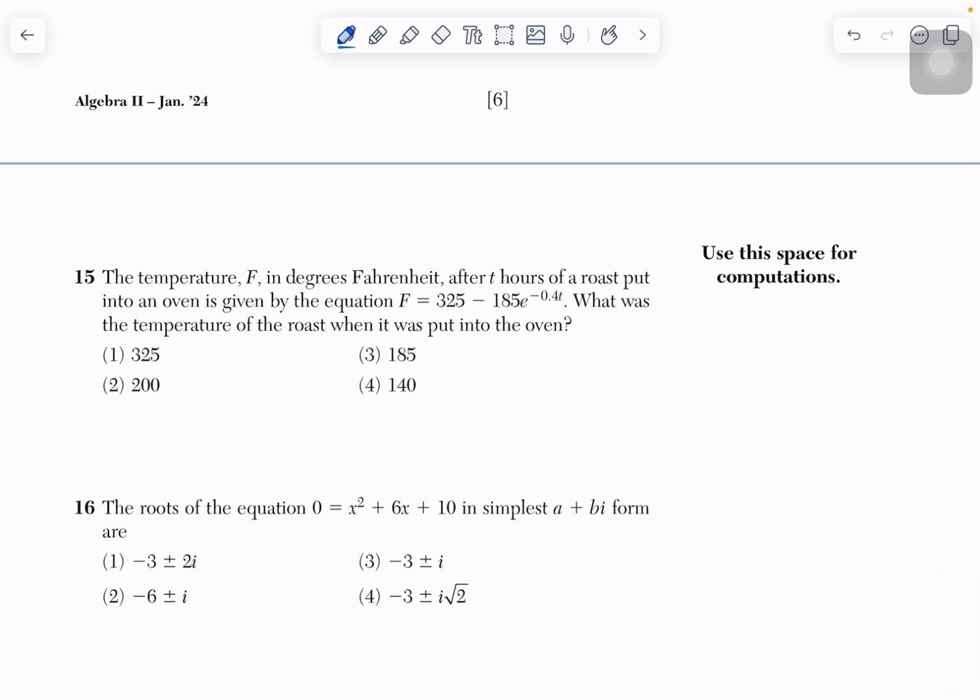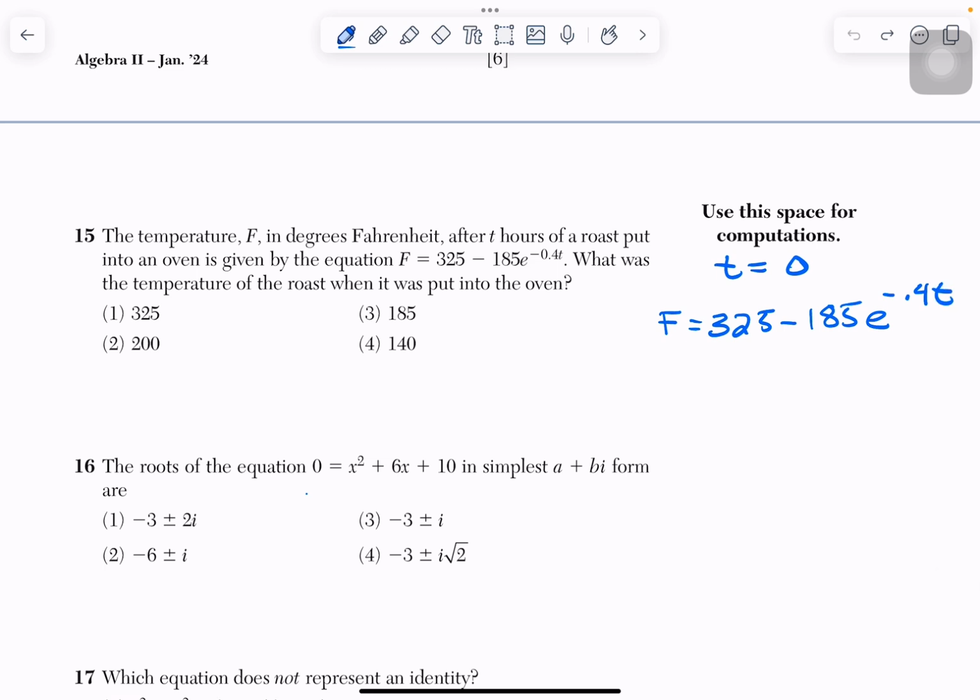15, this is crazy, right? The temperature F in degrees Fahrenheit after T hours of a roast put in the oven is given by this equation. What is the temperature of the roast when it was put into the oven? Well, when you put it in the oven, T, the time in hours, is equal to 0. So what we have to do is put in F is equal to 325 minus 185 e to the negative 0.5 times T. Right, we're going to put in 0 for T.